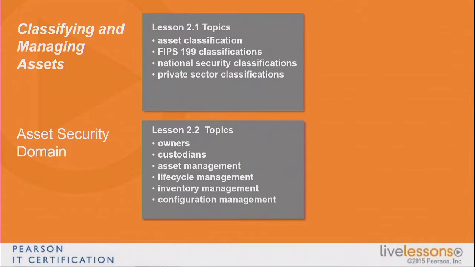There are two lessons for classifying and managing assets, Lesson 2.1 and Lesson 2.2. In Lesson 2.1, we study asset classification, the FIPS, Federal Information Processing Standards 199 classifications. We look at national security classifications and private sector classifications. And then in 2.2, our topics include asset owners and their roles and responsibilities, asset custodians and their role and responsibility, asset management, which includes lifecycle management, inventory management of both hardware and software, and then configuration management.